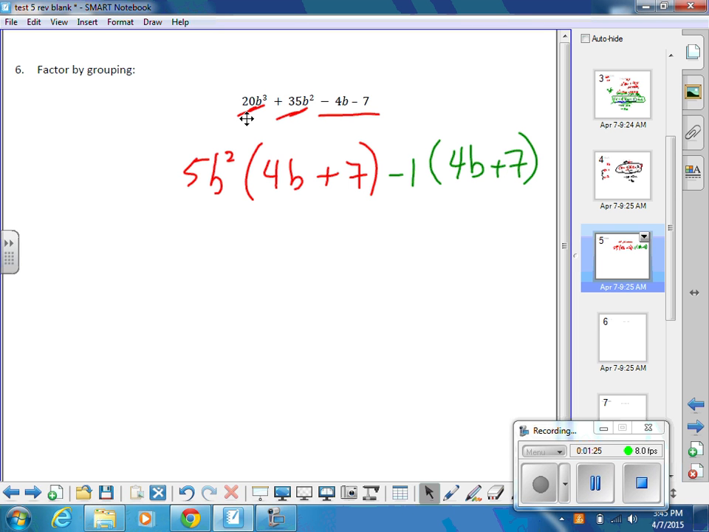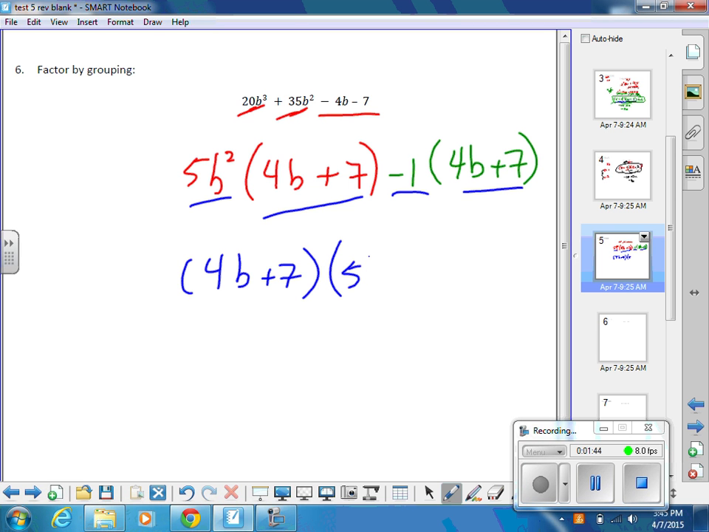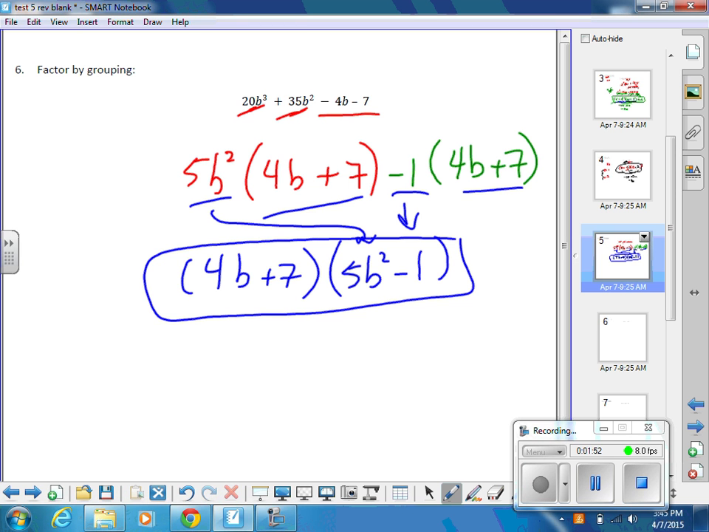Now, from here I have the same thing. I'm just going to take one of them, move it to the front. That's how I want you to think of it. Just take one, they have this in common. You're just taking one, putting it in the front now. And you're grouping the other stuff that's left over on the outside together into its own parentheses. So 5b squared minus 1, this goes there, and this goes there. Can't factor either one of them further, so that's your final answer.